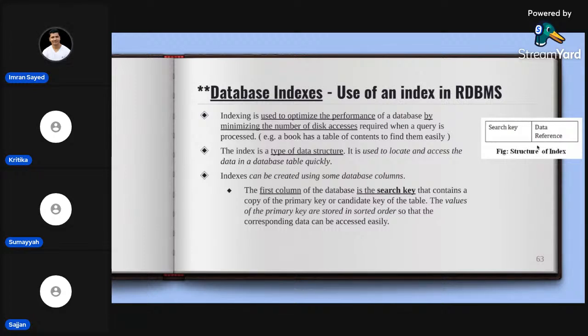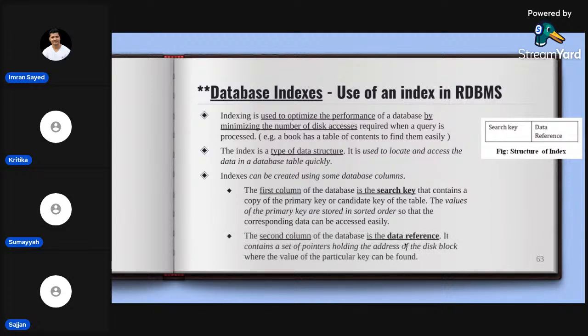Two things when the index is created. First is the search key, which could be the primary key or candidate key. And then you have the second column as the data reference. This contains a set of pointers holding the address of the disk block where the value of the particular key can be found. So that's your indexing.